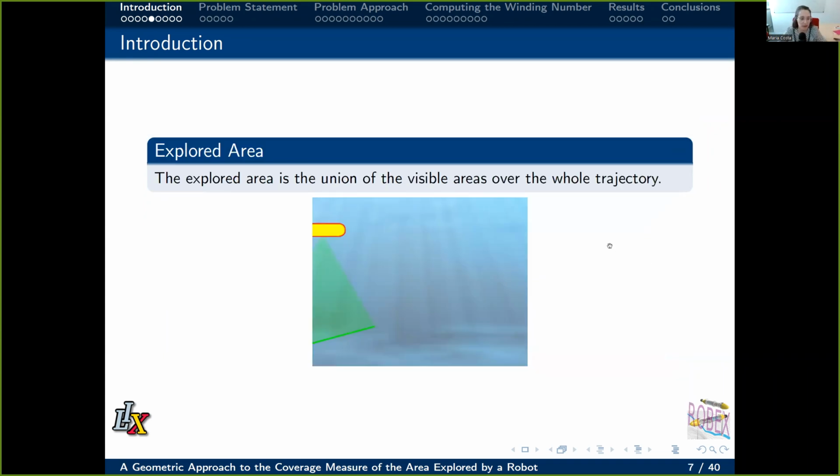Let's now imagine a simple mission where the robot only moves forward. During a mission, the area explored by the robot would be the union of the robot's visible area along its trajectory. So here in the example, the explored area would be this green rectangle that we have projected onto the seafloor.